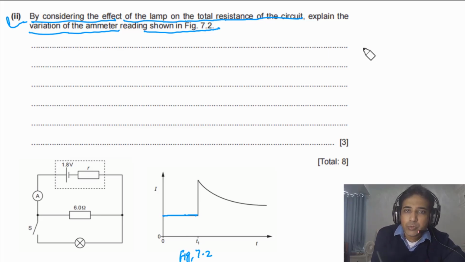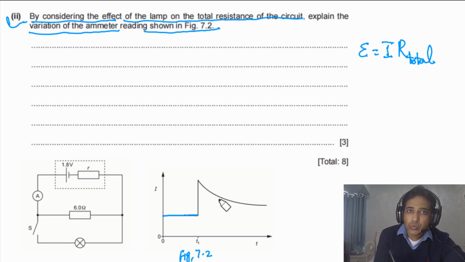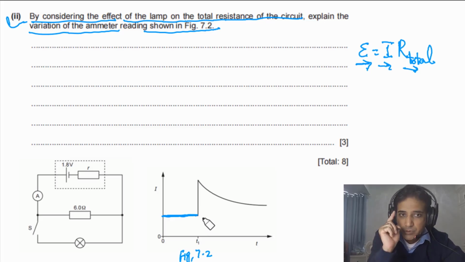So simply we need to understand this formula. EMF is equal to I times R total. So we can say this is R total, and this is the total current. Initially we can see resistance is constant, which means current is constant. So if this value is constant, this is also constant. So this is one point we can write down.